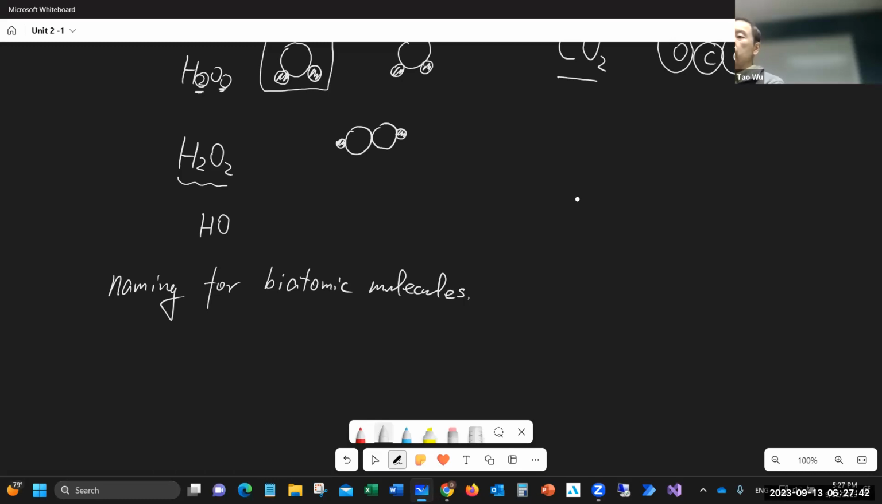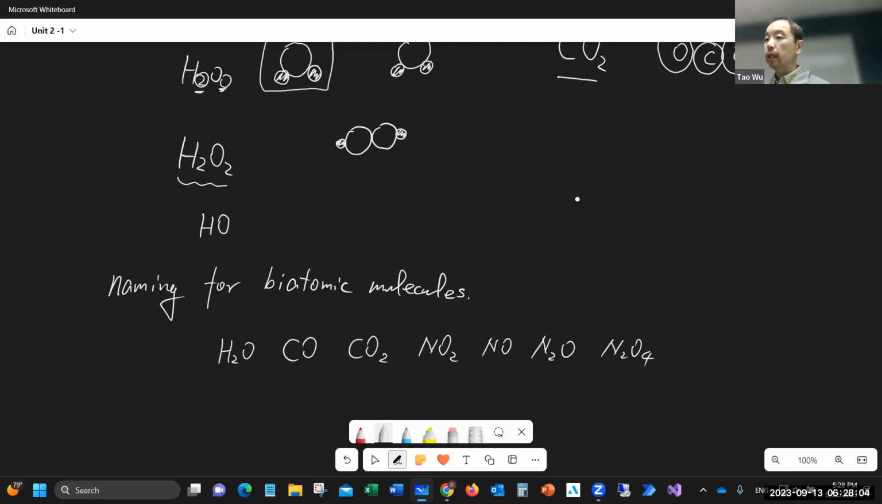Which means just two kinds of atoms in the molecule. One example is water, or CO2, or CO, NO2, NO, N2O, N2O4. Those are all molecular compounds, with 2 different kinds of atoms.